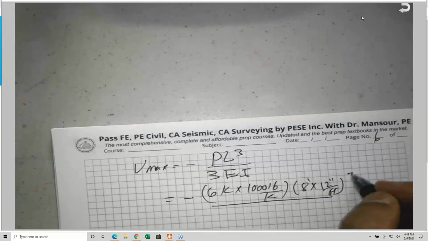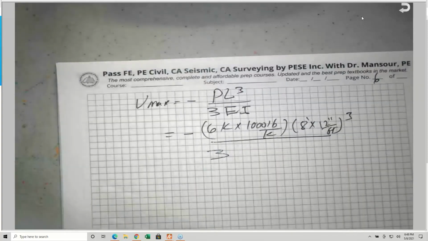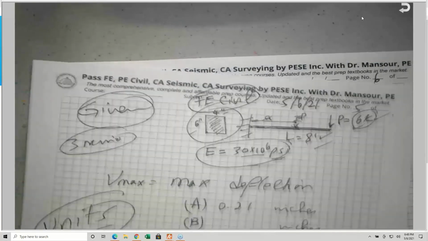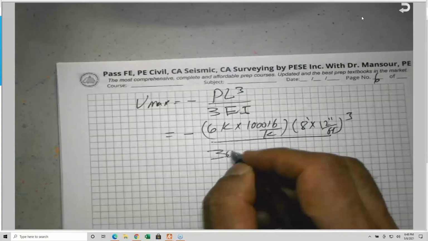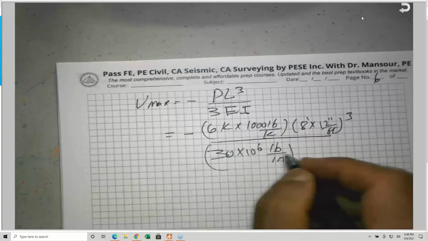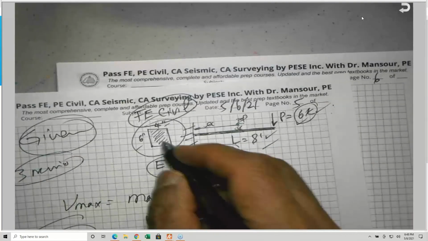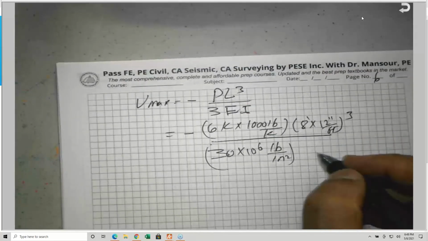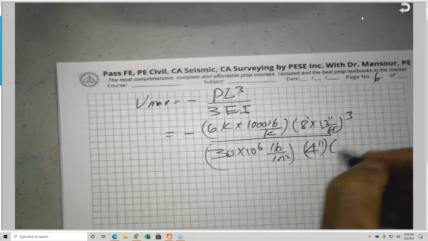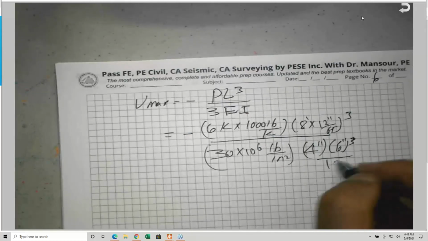This is cubed, divided by 3. I gave you the modulus of elasticity E to be 30 million PSI. So 30 times 10 to the 6 pounds per inch squared. And the moment of inertia I for a rectangular section is equal to BH cubed divided by 12. This is 4 inches, 6 cubed divided by 12.